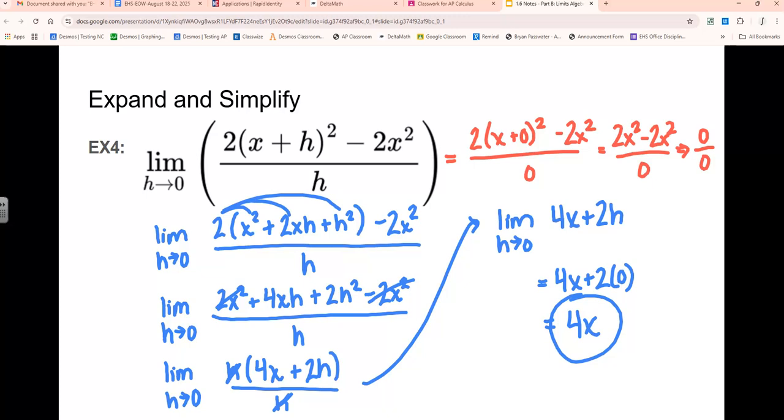If this problem were in our textbook, it would look like this. It would be the limit as delta x approaches 0 of 2x plus delta x squared minus 2x squared all over delta x.